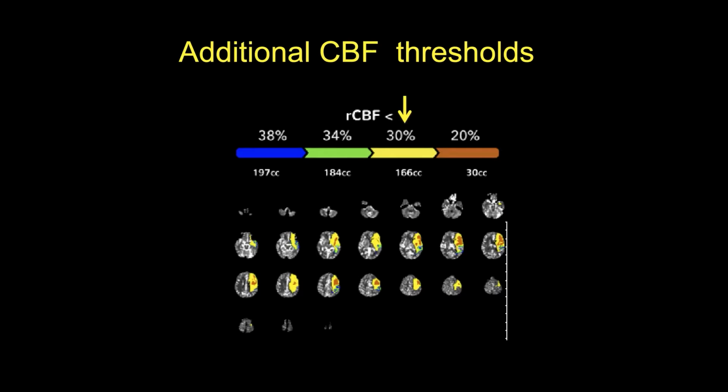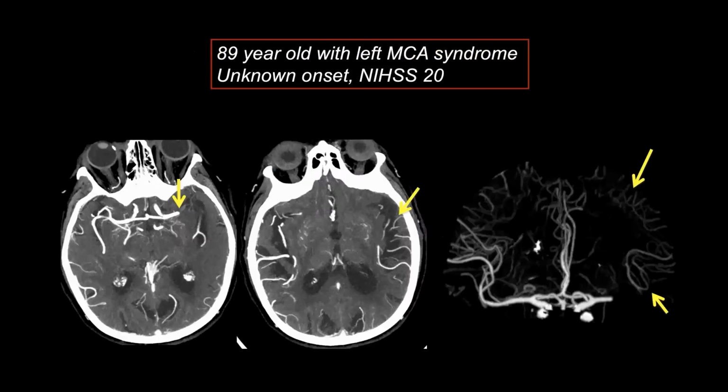Because as you and I know, medicine is never black and white. There are lots of grays, and we have to use every bit of information that is available. So let's look at a case and just try to put all this together. Here is an 89-year-old with left MCA syndrome, unknown onset, NIH stroke scale was 20.